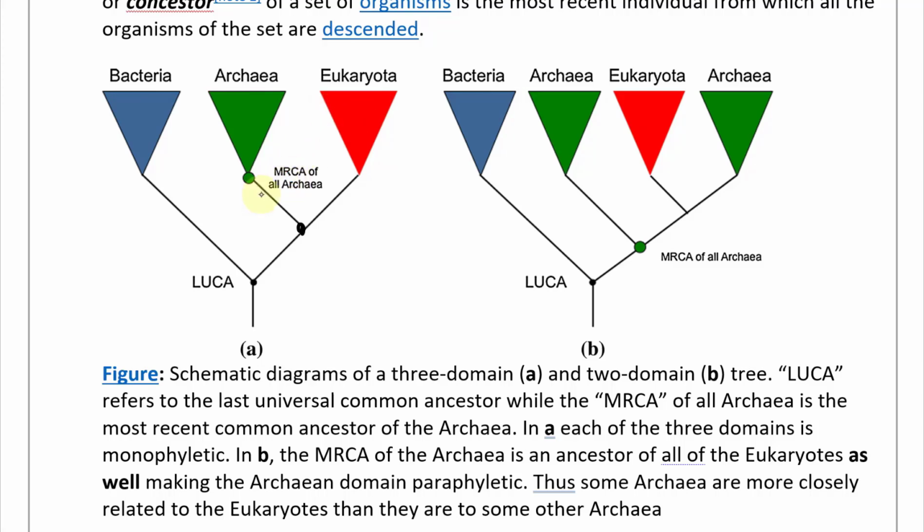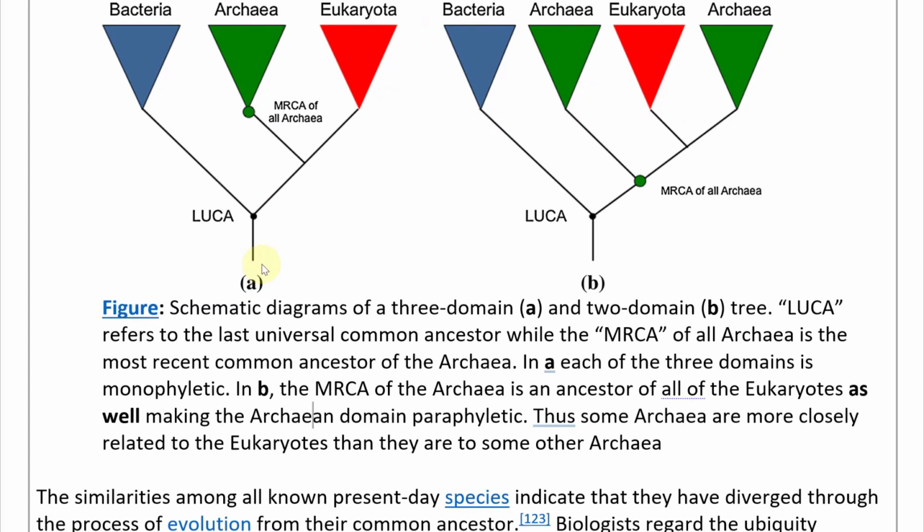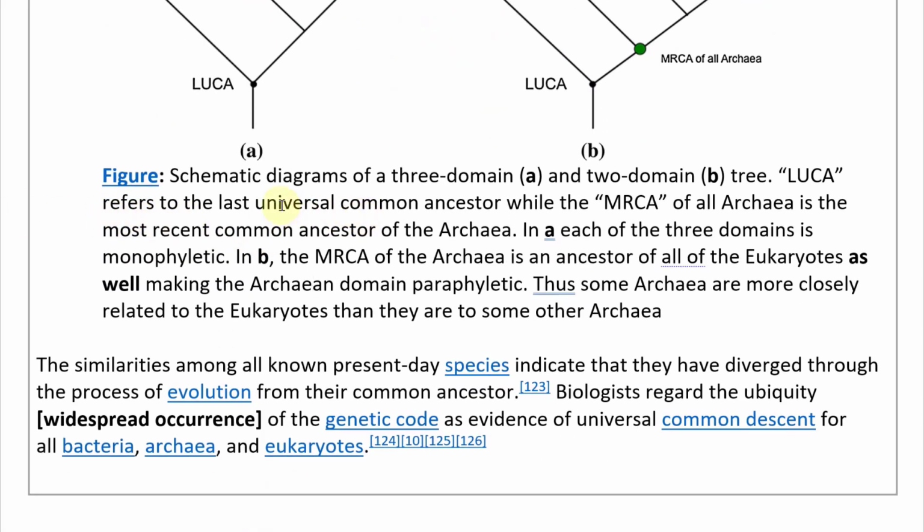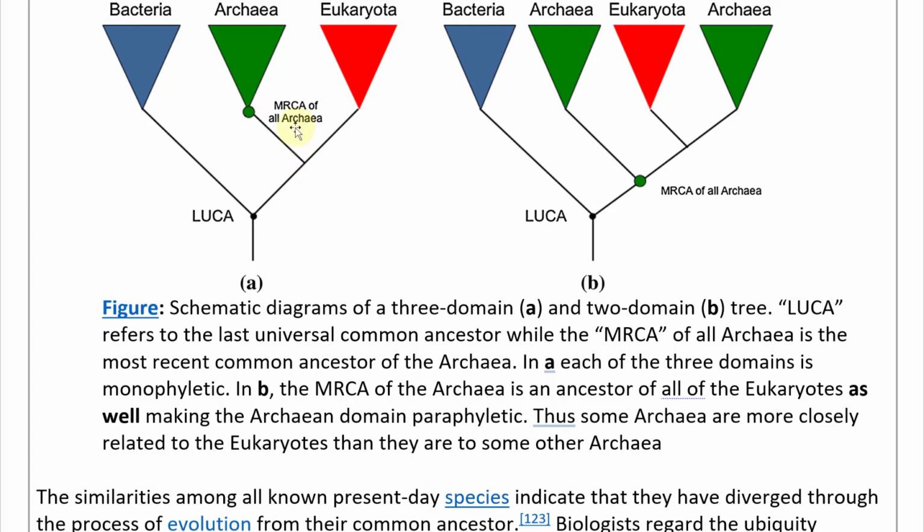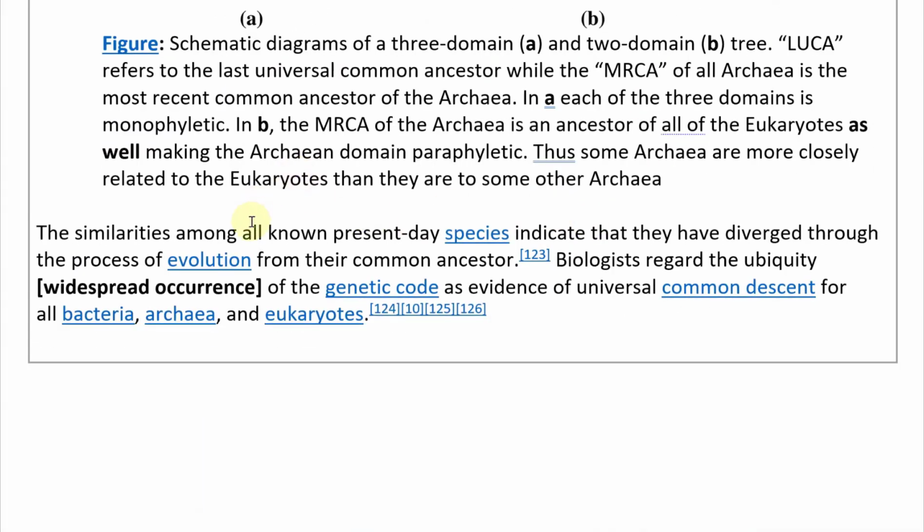And this one is the MRCA of, well, this branches out there, so this would be of eukaryota here. But then this one would be of both, if you consider this as a separate domain. And then the last universal common ancestor for all of life, all three domains in the classification system, would be over here. So there it is, and there. That's pretty much the illustration of the last universal versus the most recent, and it depends on how you want to classify.